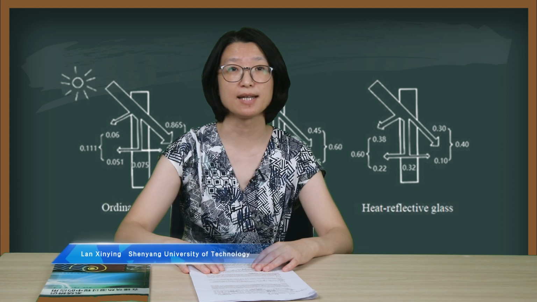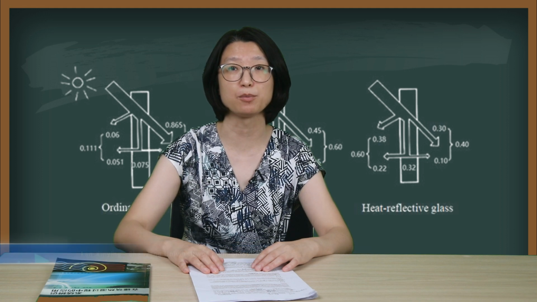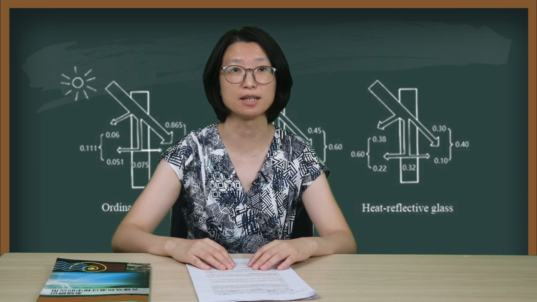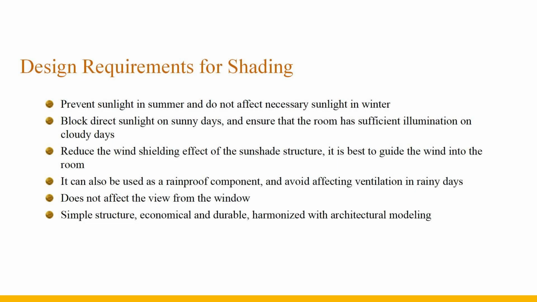Window shading is an important means of building's heat protection. Through window shading, it can prevent indoor overheating, glare, and deterioration of objects. The design requirements for window shades are: first, the shading structure can prevent sunlight from irradiating the room in summer and does not affect the use of solar radiation for heat preservation in winter.